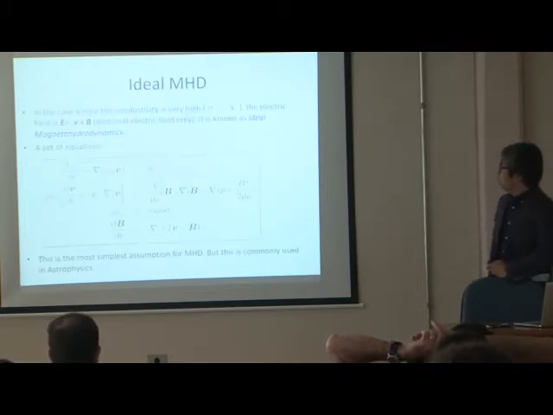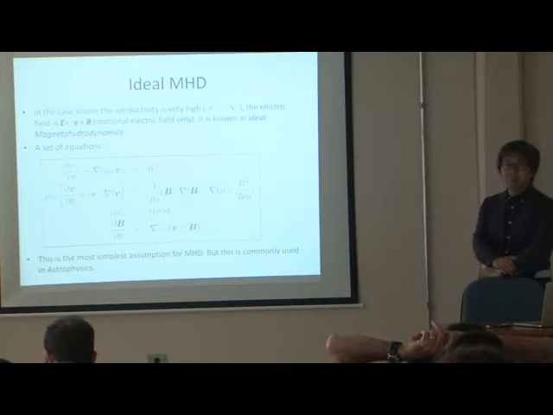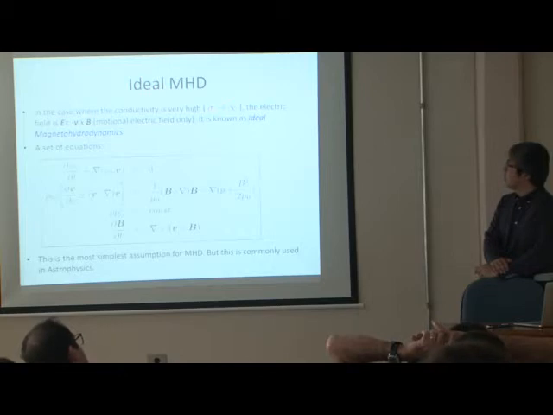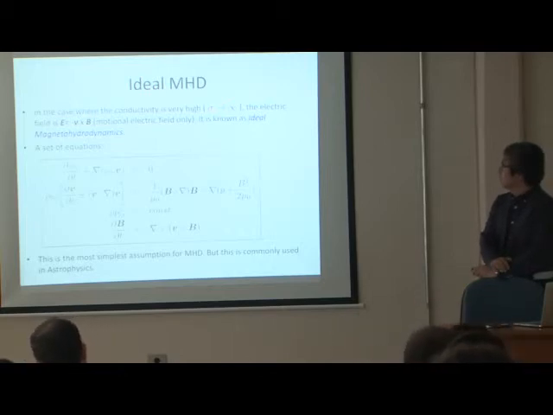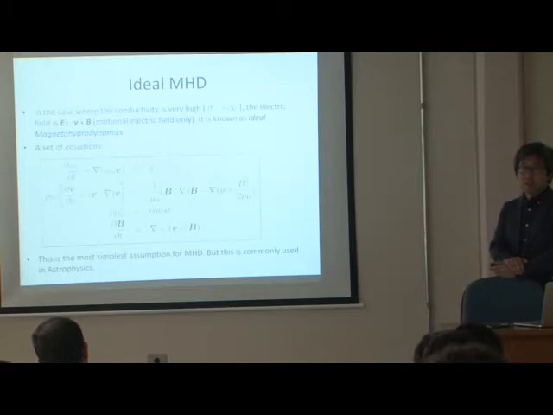Okay, so we can assume a further simplification, the most commonly used one, which is ideal MHD. In the case where the conductivity is very high, sigma goes to infinity, the electric field is just written as E equals minus V cross B. So this is the motional electric field only. Then it is known as ideal magnetohydrodynamics. The set of equations is rather simpler, so we can just use these four equations. This is the simplest assumption for MHD, but it is commonly used in astrophysical situations because it is much easier to solve.